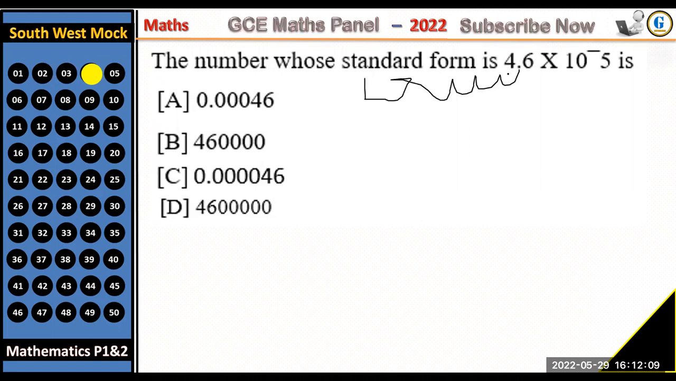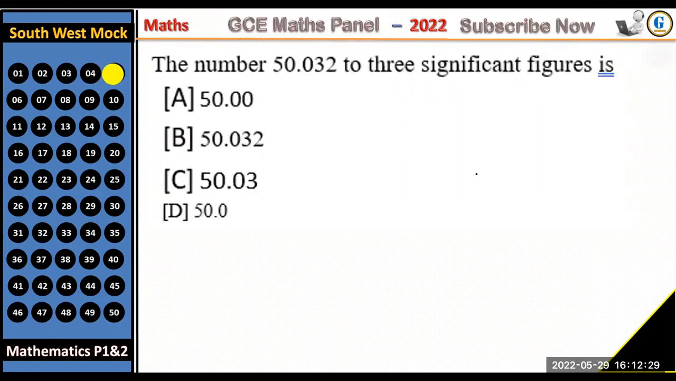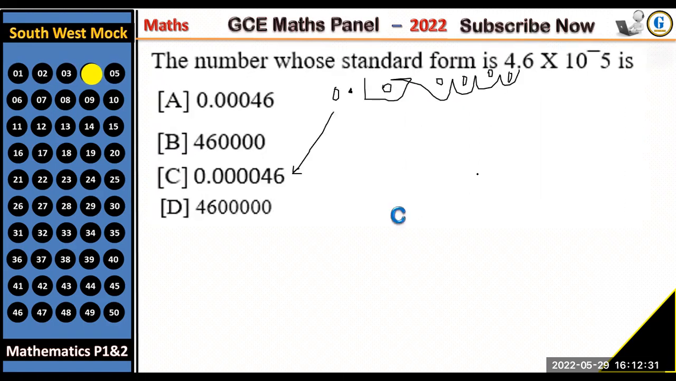We can now fit in zeros here. This is 0, 0, 2, 0, 3, 0, 4, 0, 5, and then we place the decimal point, and we can put the 0 afterwards. So the only value that gives us the same solution here is C. So we have C.